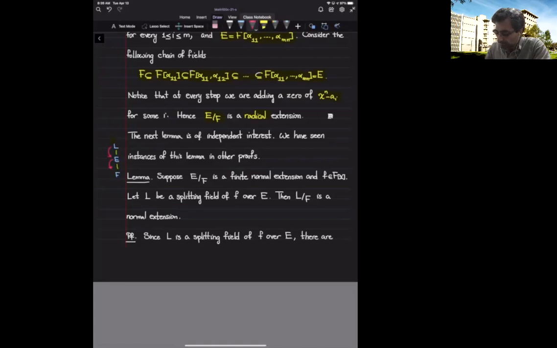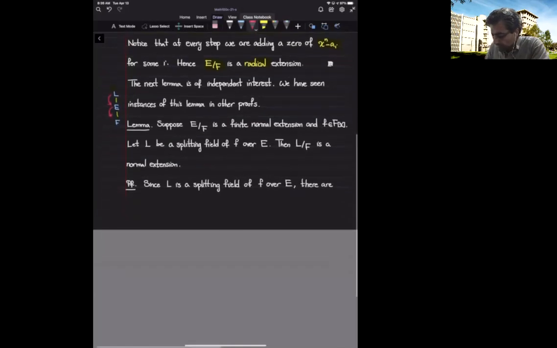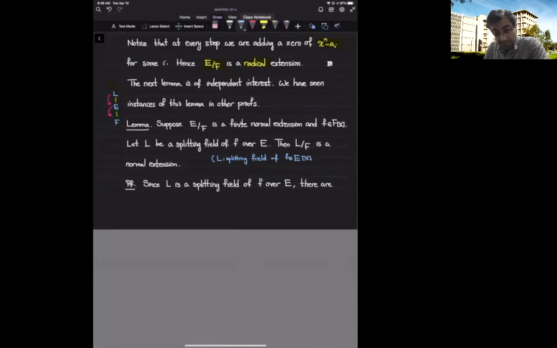Okay, so let me write down again the warning. So the warning, I wrote it over here, that if I tell you that L is a splitting field of a polynomial in E bracket X, that's equivalent to saying that L over E is a normal extension. This does not imply that L over F is normal.